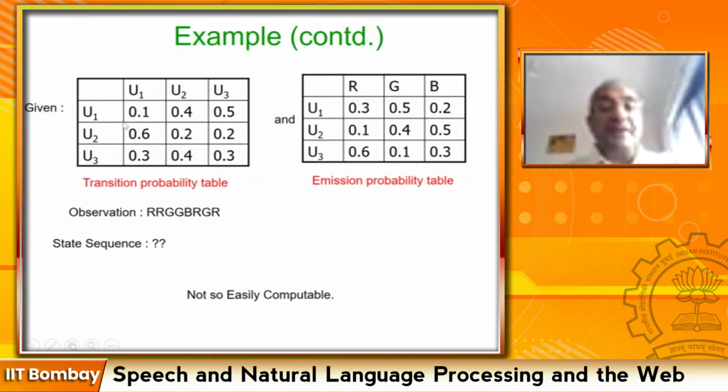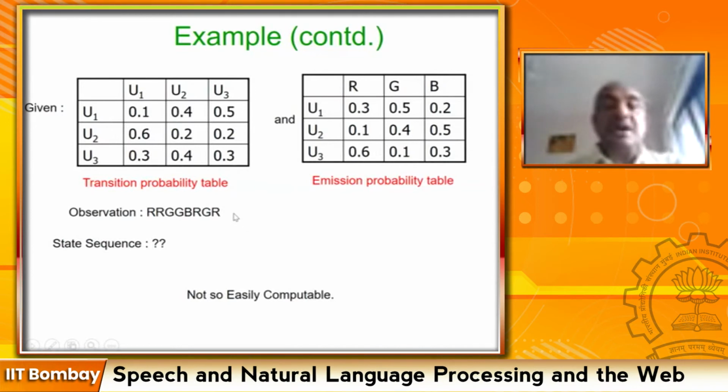Okay, so similarly, if I look at the transition probability table, then again I have conditional probabilities. Okay, 0.1 is probability of U1 given U1. This is the probability of remaining in U1 having picked a ball from U1. The next cell, 0.4, is probability of U2 given U1. The probability of transiting to urn number 2 from urn number 1 and choosing the next ball from urn number 2. So this is the way the transition probability table and the emission probability tables are given.